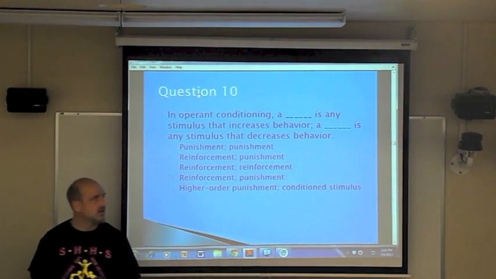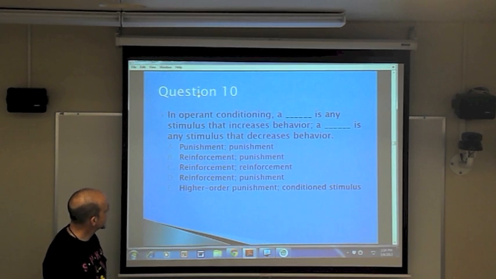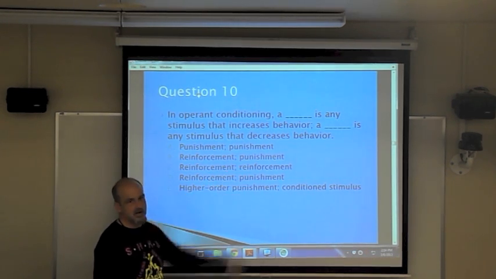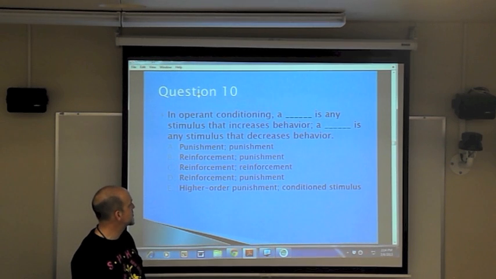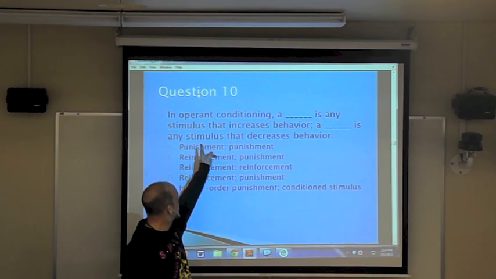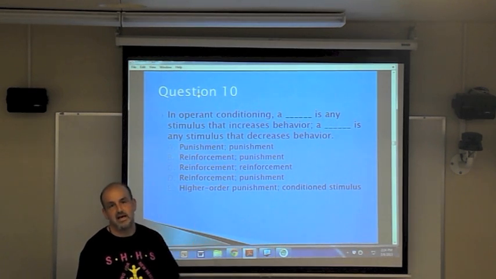Good question here. In operant conditioning, a blank is any stimulus that increases behavior, and a blank is any stimulus that decreases it. Put as an example: decreases talking in a class, the kid gets punished. Exactly. Punishment is any stimulus that decreases behavior. A reinforcer is a stimulus that increases the behavior of raising your hand. Reinforcing, you want to do it again.